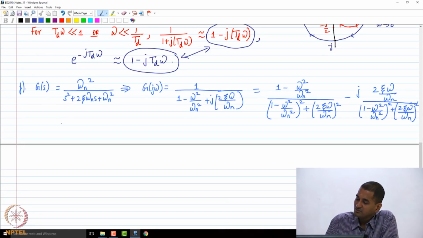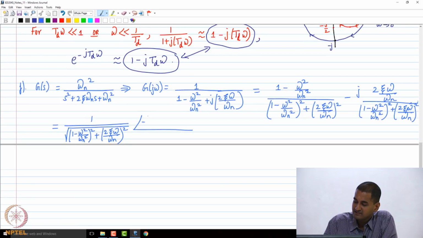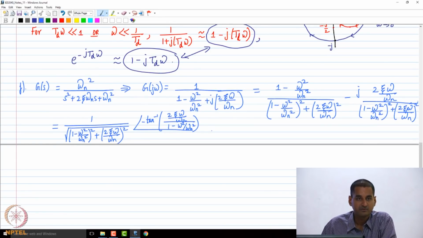So in terms of magnitude and phase, the same thing I can rewrite as 1 divided by the square root of the real part squared plus the imaginary part squared. The real part squared is this, and then the imaginary part squared is 2 zeta omega by omega n whole square. And the phase is going to be minus tan inverse of 2 zeta omega by omega n divided by 1 minus omega squared divided by omega n squared. That is going to be the phase.